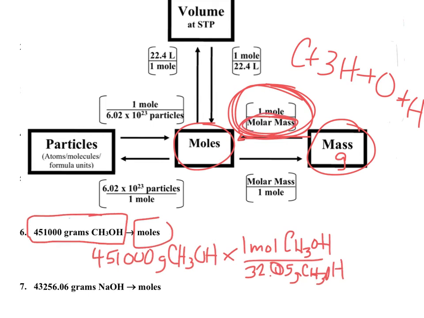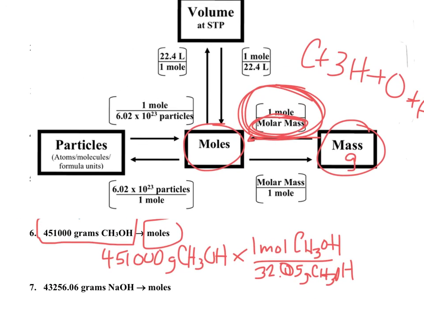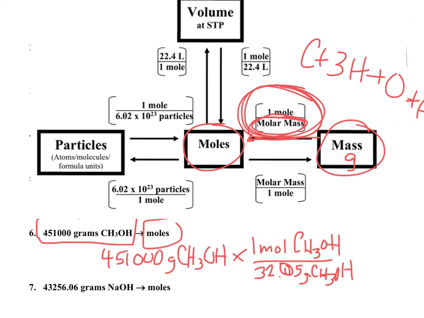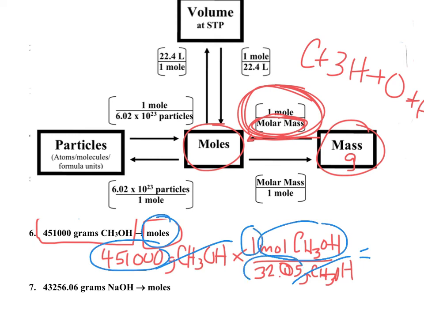Let's take a look at our work. Make sure that our work makes sense. Whoops, sorry, didn't mean to move that like that. Let's do our grams of CH3OH. They cancel out, numerator and denominator, right? So we're left with moles of CH3OH, and that's what we were trying to solve. So that's good. We're going to do our first number times our top divided by our bottom. So 451,000 times 1 divided by 32.05.